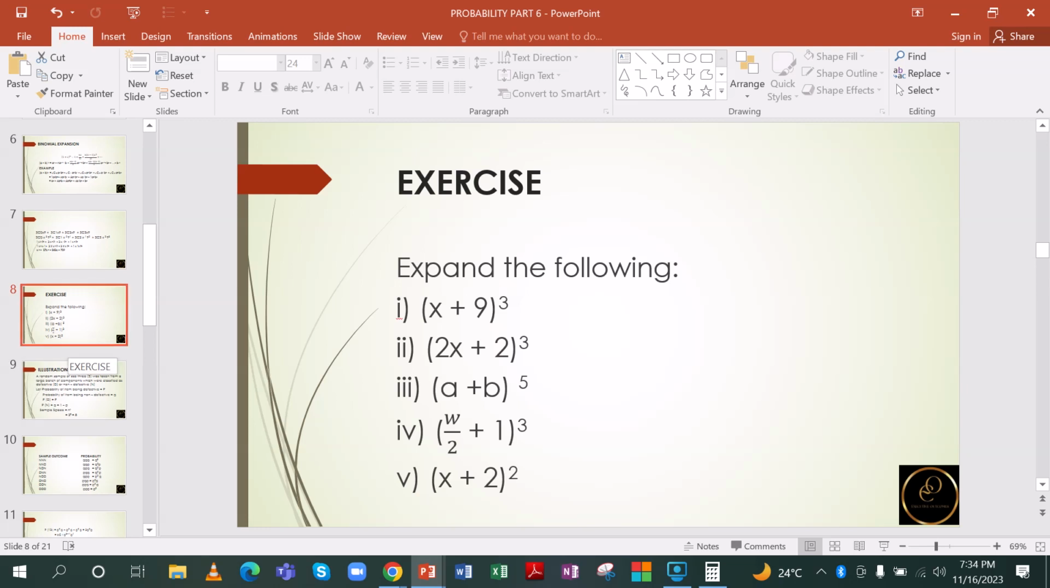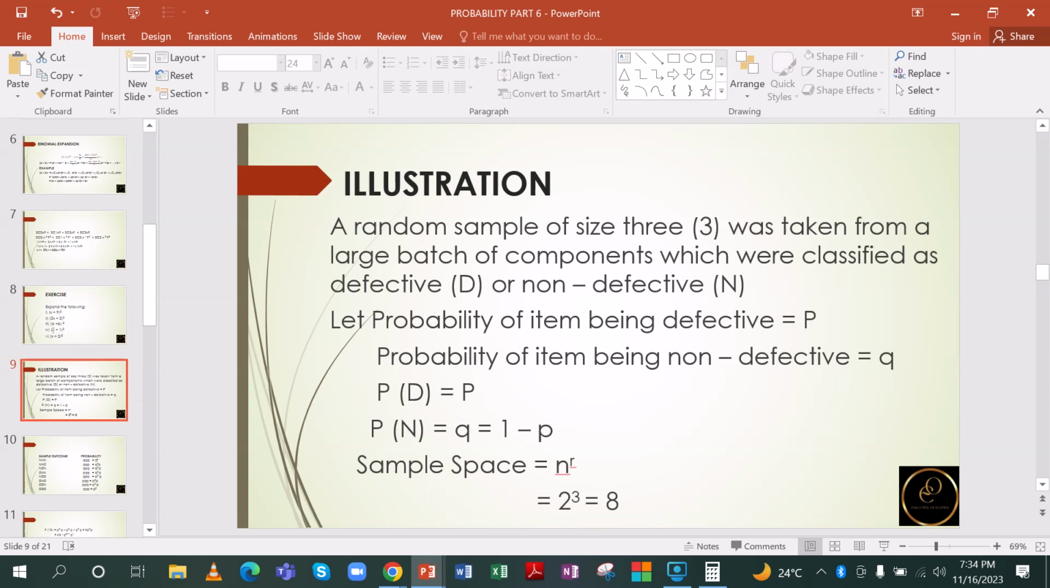Yes, sir. Okay, fine. So now, to wind up on these CATs, I look at the other one, which is an illustration to do with a random sample of size 3. It was taken from a large batch of components which were classified as defective, for D, or non-defective, for N.